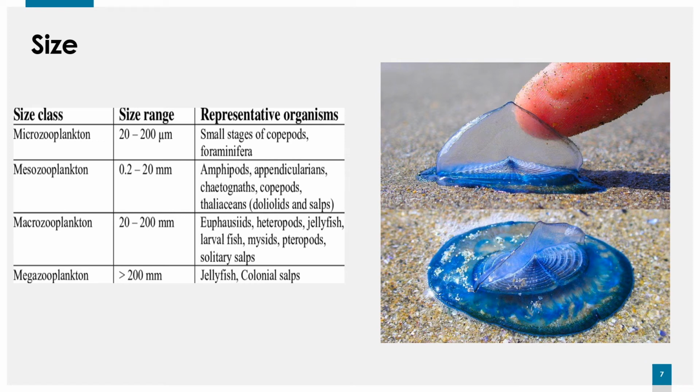And these I have seen wash ashore in San Diego, and they've washed up by the tens of thousands. And when they dry up, they just look like little pieces of blue plastic wrap. And they just kind of fly away with the breeze when they dry up. But they wash ashore because they use this part of their body like a sail, and are propelled along the surface of the ocean by the wind. And so when they wash ashore, they can't help it, and they just eventually dry up. But these are also good examples of types of megazooplankton.